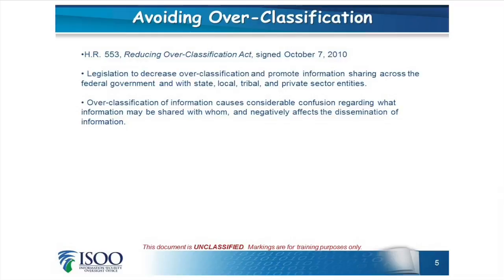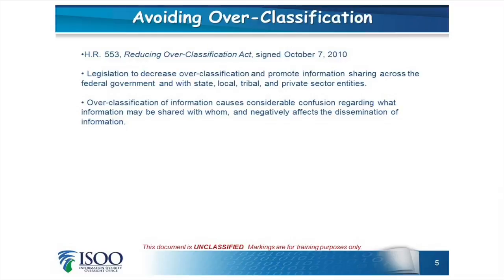The Reducing Overclassification Act takes concrete action to implement the lessons learned from 9/11, where the failure to share information prevented detection of the terror plot ahead of time. It does this by establishing procedures to promote information sharing with state, local, tribal, and private sector entities, and by providing training and incentives to promote accurate classification of information by federal employees.